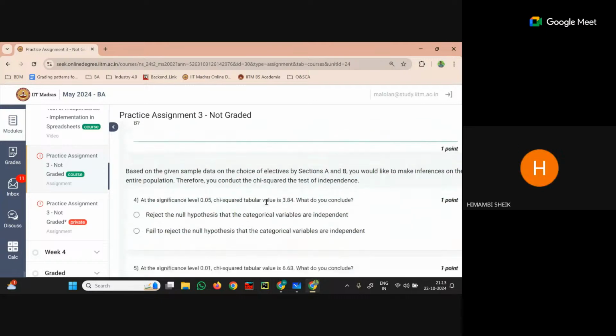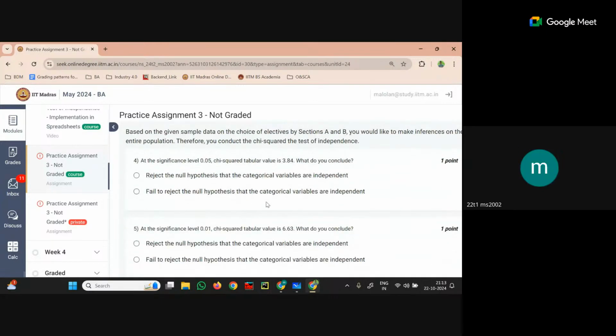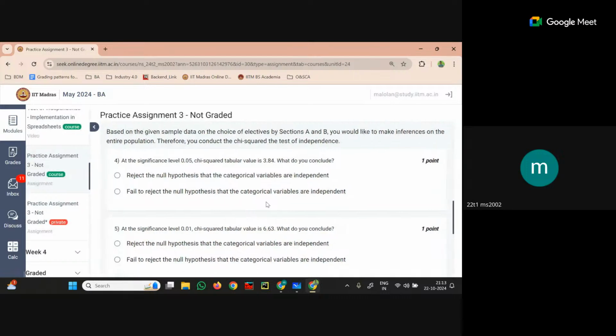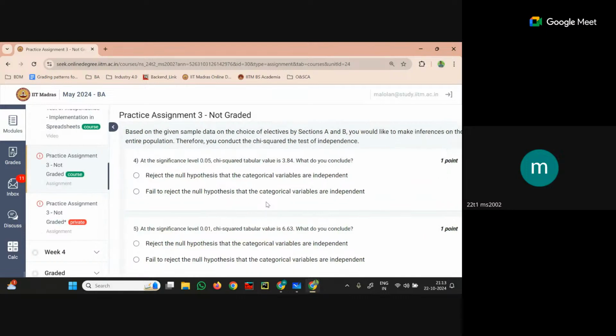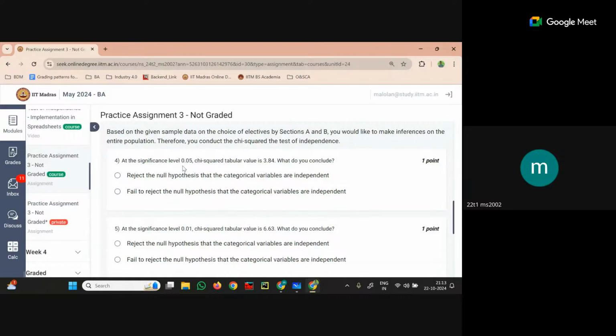4, 5, 6. Okay. Based on the given sample data on the choice of electives by students by sections A and B, you would like to make inferences on the entire population. Therefore, you call chi-square test of independence. At a significance level of 0.05, the chi-square tabulated value is 3.84. Okay. What do you conclude?